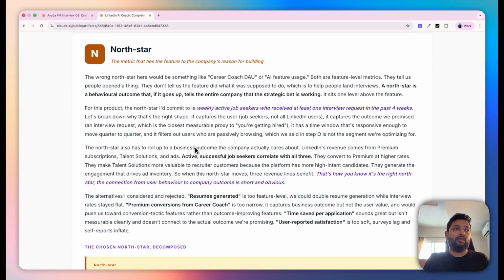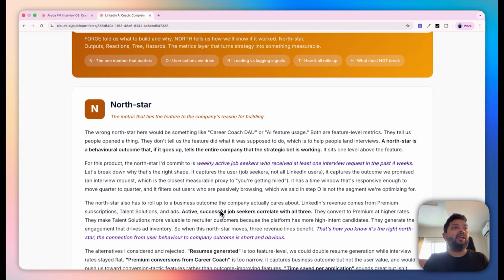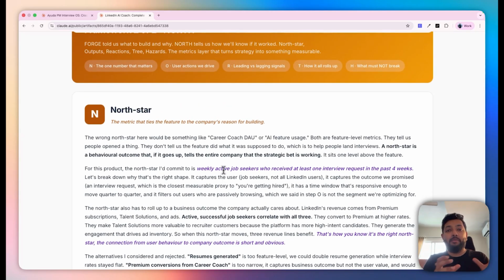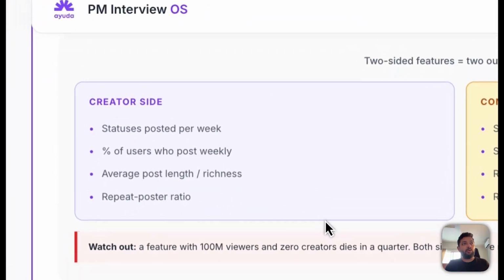So I've written a sample answer here for you to read as well. The North Star, I would say, is weekly active job seekers. And then I'm going to talk about how the North Star has to roll up to business outcomes. So LinkedIn's revenue comes from premium subscriptions. Active, successful job seekers correlate with all three, which is why active job seekers take premium more. Active job seekers will apply through my talent solutions, will also take up my interview prep, and will also see more ads, right? So that is how we are going to say. The alternatives could be interviews completed, resumes generated, but I think weekly active job seekers is the best to comprise all of this.